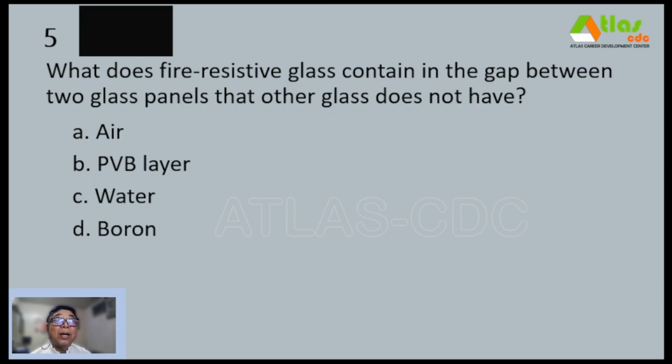Number 5. What does fire-resistive glass contain in the gap between two glass panels that other glass does not have? A. Air, B. PVB layer, C. Water, and D. Boron.